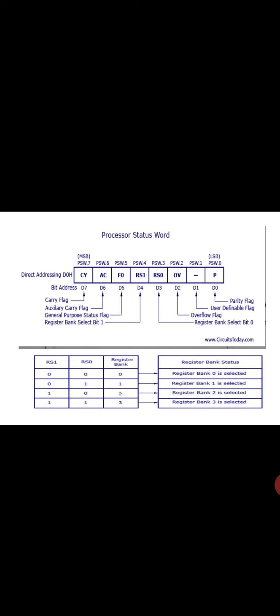RS0 and RS1 in PSW register indicate the register bank to be selected. If RS0 and RS1 is 0 and 0, the register bank selected is 0. In case of 0 1, register bank 1 is selected, 1 0, register bank 2 is selected, and in case of 1 and 1, register bank 3 is selected.